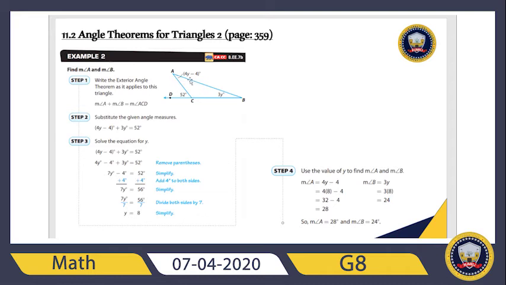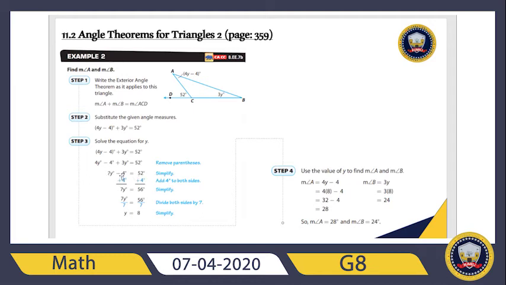Now, what is the measure of the angle A? Of course, it's 4y minus 4 degrees. But B measures 3y degrees as shown here. All right, now you are going to simplify your equation. You just open the bracket, so 4y minus 4 degrees plus 3y degrees equals 52 degrees. You add 4y with 3y, that is 7y, minus 4 equals 52. This is a simplified equation.